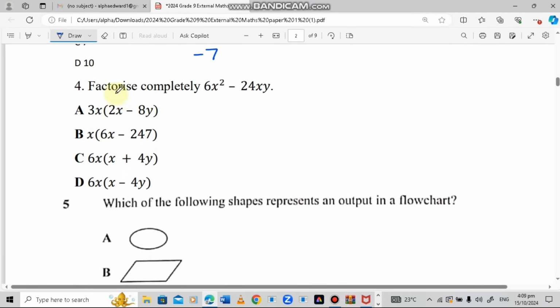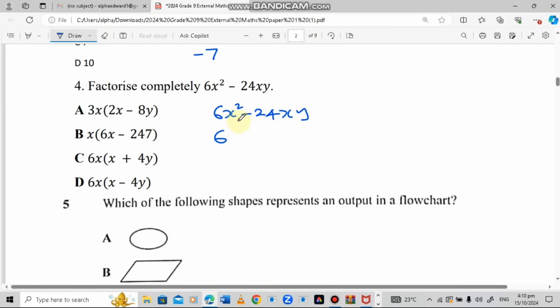Question 4 says factorize completely. So they want us to factorize 6x squared minus 24xy. Now what is to factorize? To factorize means you need first to find the highest common factor, or the number that is common in both these terms. So 6 is one of them. So 6 is the highest common factor because 6 can divide both these terms.